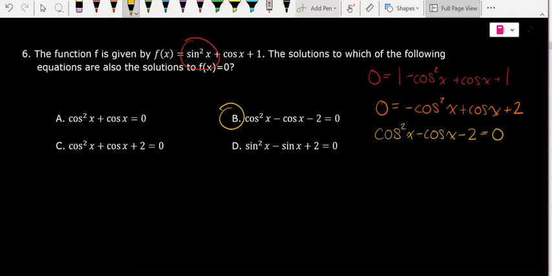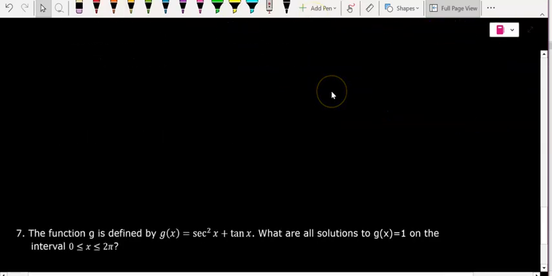So that's going to be what I've got right here. This equation right here is going to have all of the exact same solutions for the sine squared plus cosine plus 1, okay? All right, let's look here.